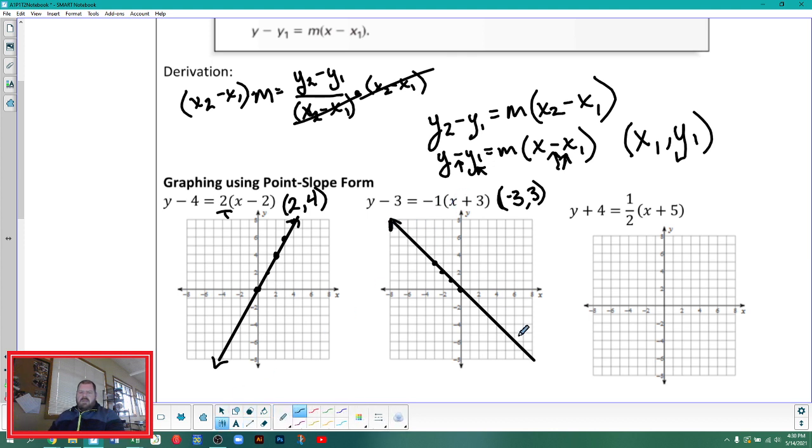But notice how every time I'm putting that line all the way through the graph. Sure, I'm using a straight line tool. You could use a ruler. I can't really put a ruler on this tablet and have it work out really well. So I don't have that luxury.